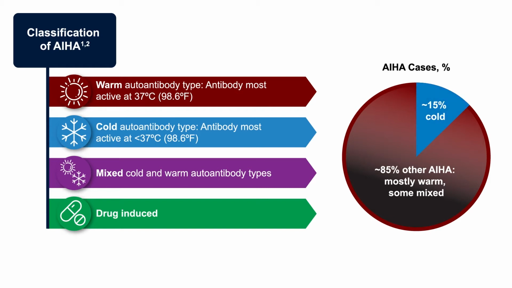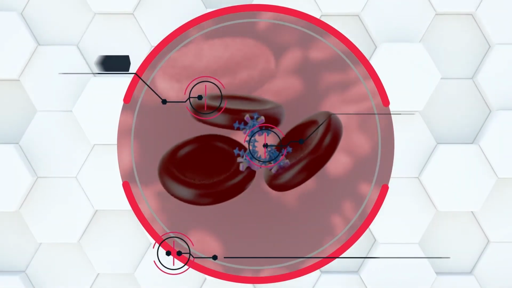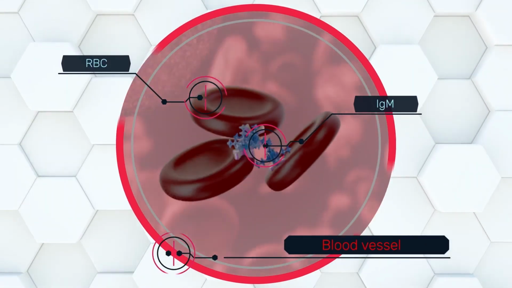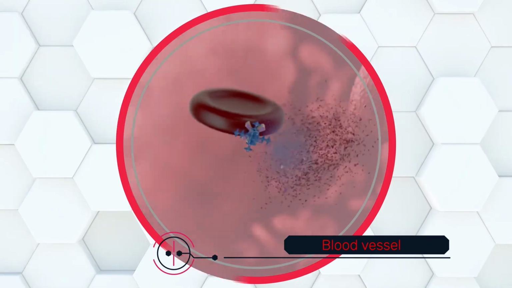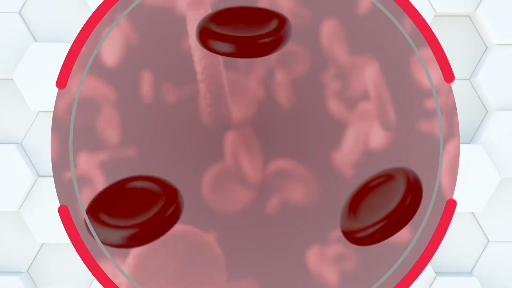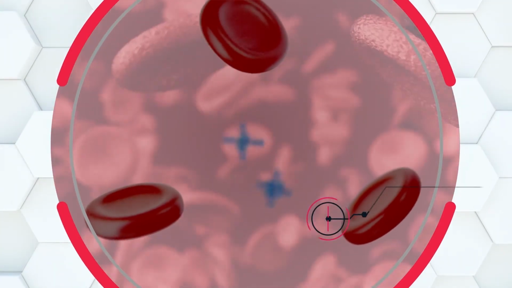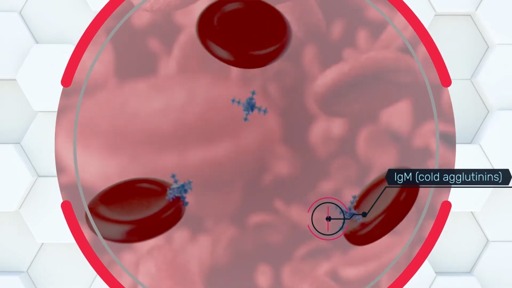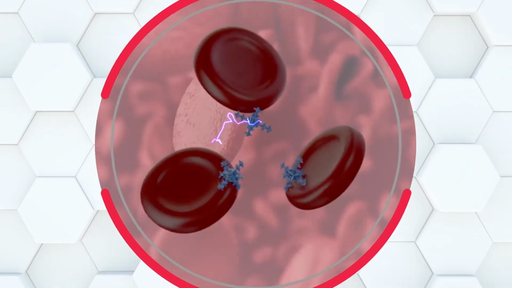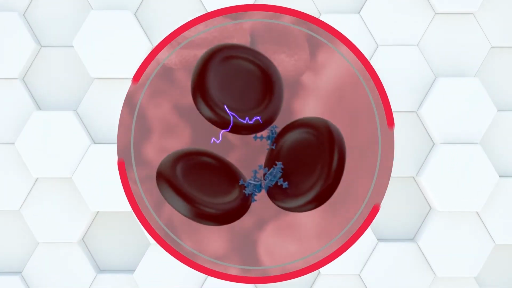So let's look more closely at the underlying pathophysiology of cold agglutinin disease. Cold agglutinin disease is a rare form of autoimmune hemolytic anemia in which the immune system mistakenly targets and destroys red blood cells. In CAD, abnormal cells in the bone marrow produce immunoglobulin M antibodies called cold agglutinins that can attach to red blood cells. This causes the blood to agglutinate in cool conditions.